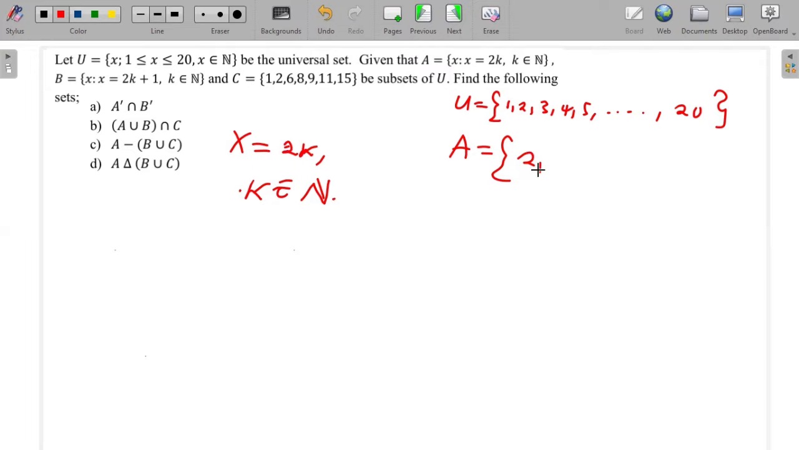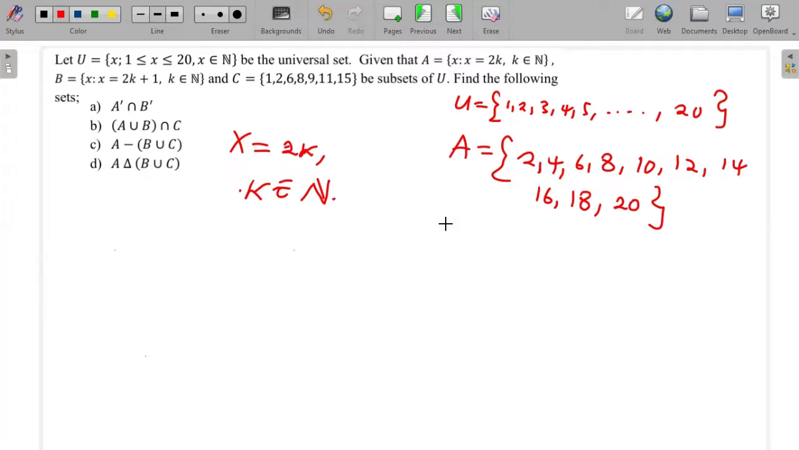What about 2 multiplied by 2, which is 4, by 3, 6, by 4, 8, by 5, 10, by 6, 12, by 7, 14, by 8, 16, by 9, 18, by 10, 20. By 11, we get 22, but we can't put 22 here because the universal set ends at 20. So we just end at 20 here. So this is my set A.